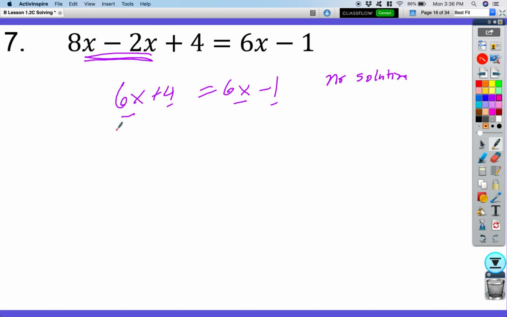Now for some of us who don't recognize that right away, let's solve it and see why that's the case. If I were to subtract 6x on both sides of the equal sign, these would eliminate and I would be left with 4 equals negative 1. Since I have no more x's and I'm left with a false statement, I would know that is a no solution. And for whatever reason, sometimes students go one step further. There's no need to do this, but I just want to show you. To get 5 equals 0. This is also a false statement, so it would also be a no solution.